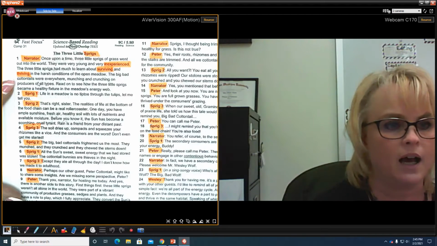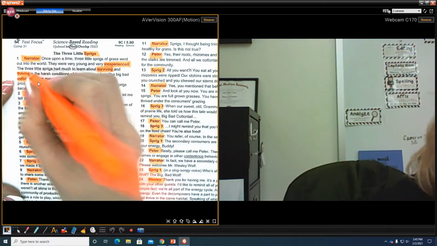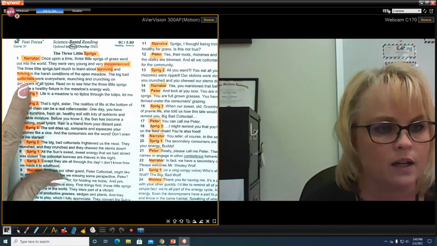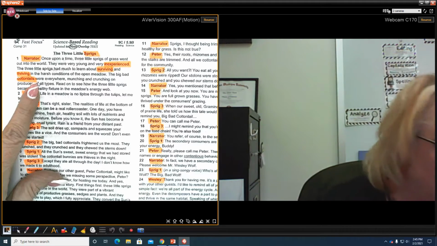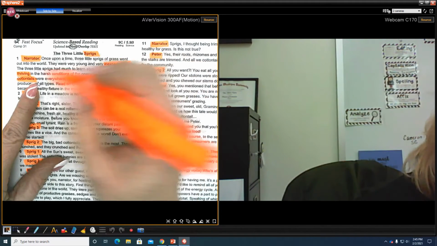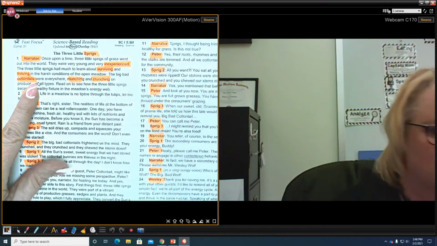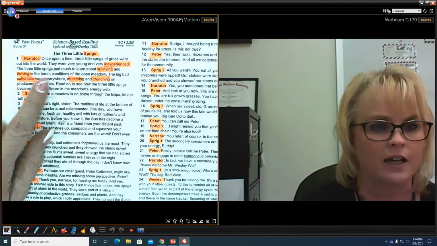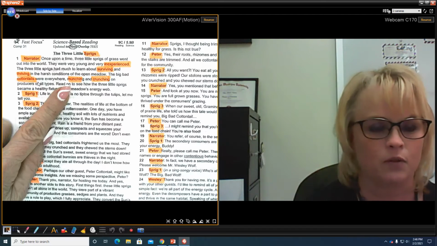The big bad cottontails. I'm going to highlight cottontails because that's a compound word. Remember, a compound word is a word that has 2 words in it. We have cotton and we have tails. And here again, we have surviving, thriving, munching, and crunching. So I like how the author wrote all of these ing words. They're fun to read, and it makes it more interesting for the reader.